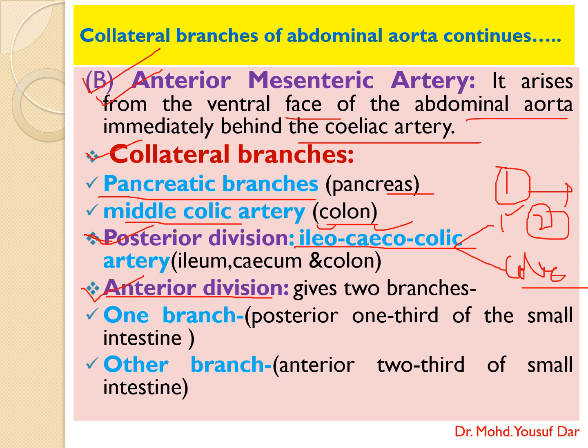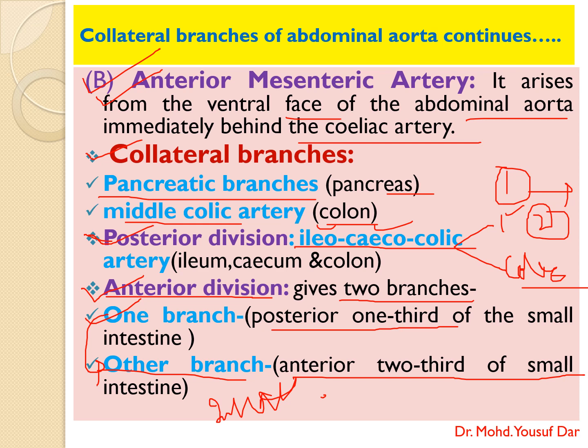Now the anterior division of the anterior mesenteric artery also gives two branches. One branch supplies the posterior 1/3 of the small intestine, and the other branch supplies the anterior 2/3 of the small intestine. Both these branches pass through the mesentery. The anterior division in general supplies the small intestine, except the initial and terminal part of the small intestine, and it also supplies the mesenteric lymph nodes.